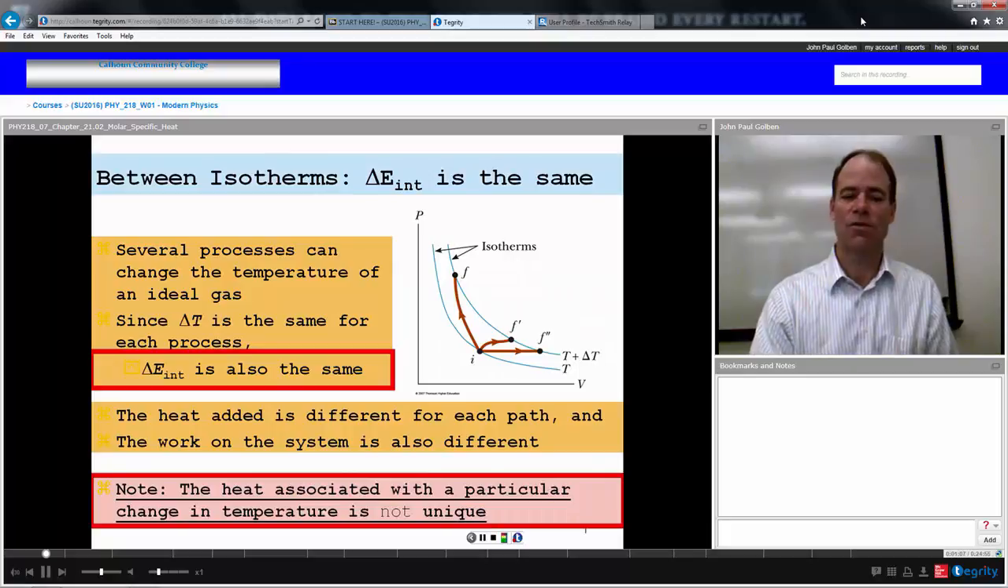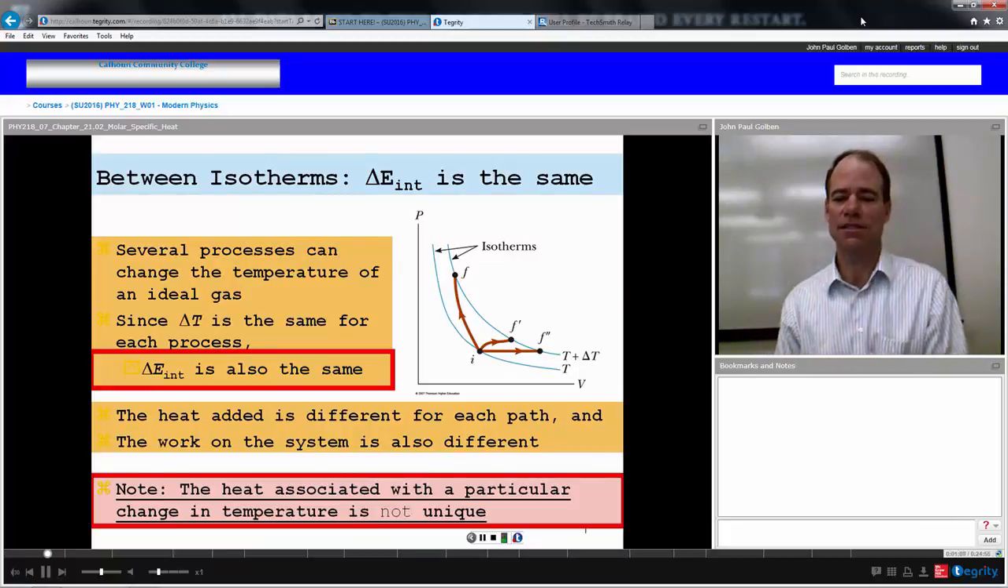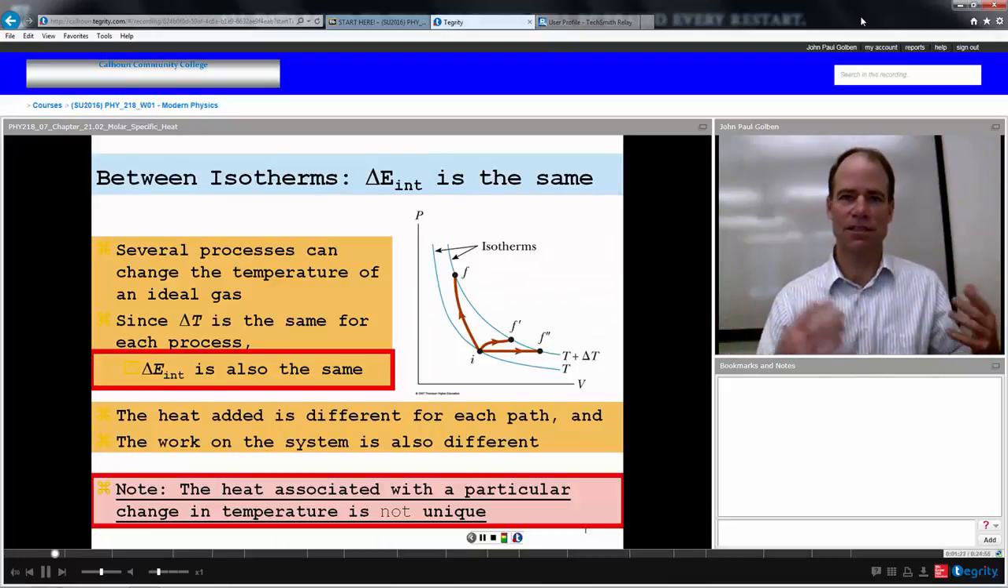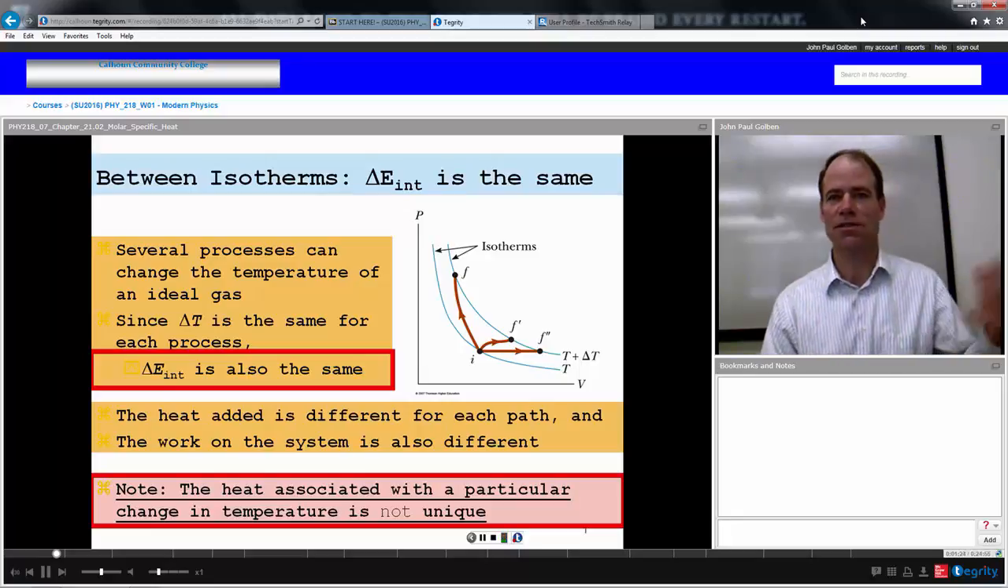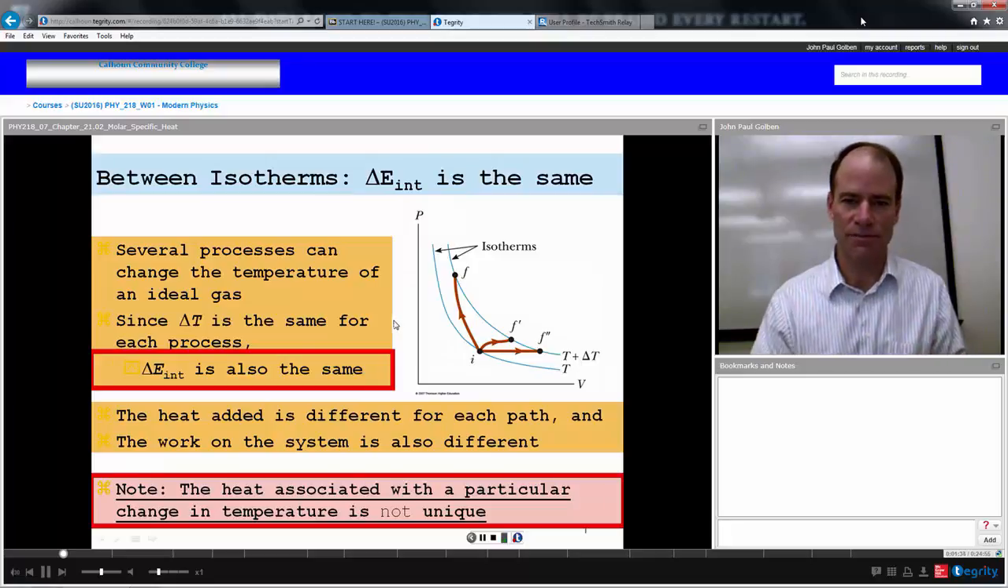So, what's important here is that the heat associated with a particular change in temperature is not unique. So if you say that you're heating something up and you heat it with a certain transfer of energy, that doesn't necessarily take you from one particular state to another, because work is involved as well. So really, a change in state, a change in temperature is associated with a change in internal energy, but not necessarily the transfer of heat.